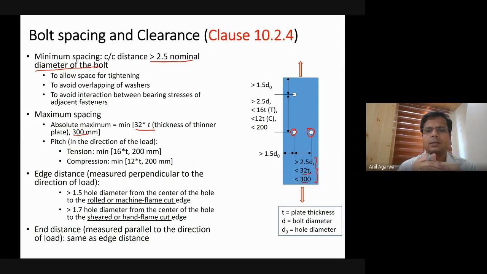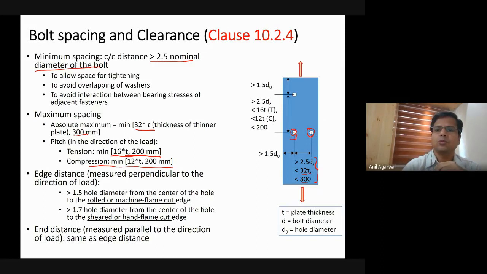And in addition to that, in the direction of the load, the requirements are more stringent. The bolts cannot be farther than 16 times T or 200 mm if the load is in tension, and even more stringent if the load is in compression. For compressive loads, your bolts cannot be more than 12 times T away from each other for them to be considered a part of the same joint.